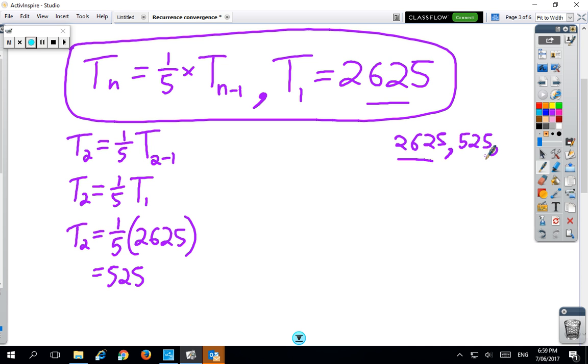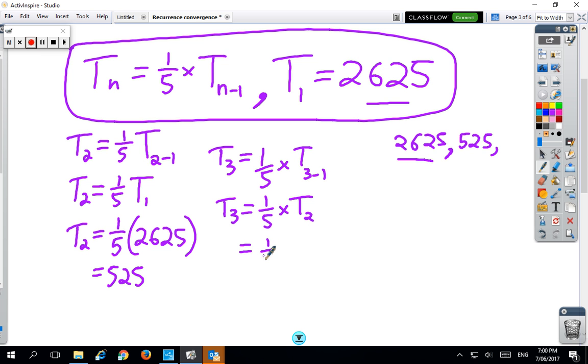I repeat the process again. Term 3 is going to be 1/5 of term 3 minus 1. So term 3 is going to be 1/5 of term 2. Well, we've got term 2, 1/5 of 525. Again, using my calculator, is 105.